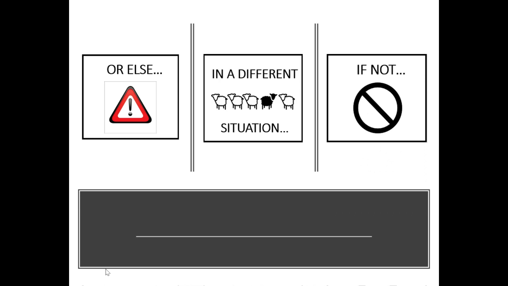All right, here's our next group of pictures. What do you notice or see? Well, in the first picture, I notice an exclamation mark like a warning, or else. And in the next picture, I notice a sheep that's different than all the rest, in a different situation. And in the third picture, I notice a no sign, if not. So, how are these pictures the same or similar?